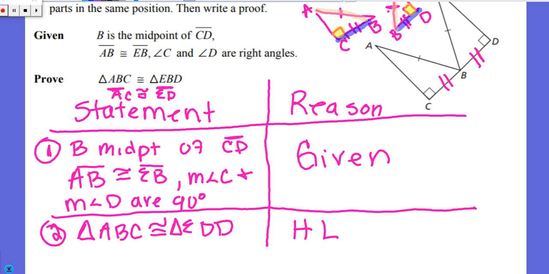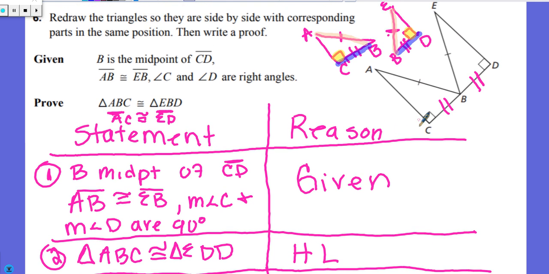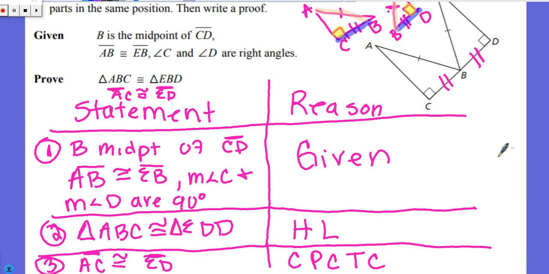All right, so since I have that going on, now that I know these two triangles are congruent, to prove the second part, then all I have to say is extended. Now I can say that AC is congruent to ED by, and I know this is by CPCTC. And it is because if these two triangles are congruent, then all of the rest of their pieces are going to be congruent too. So corresponding sides of congruent triangles are congruent.